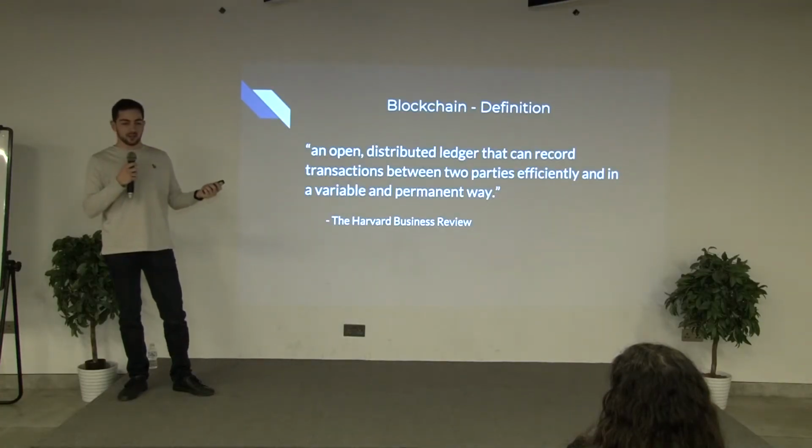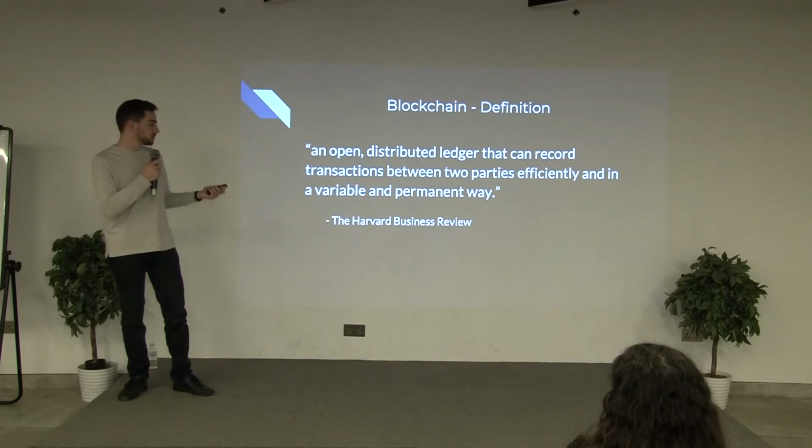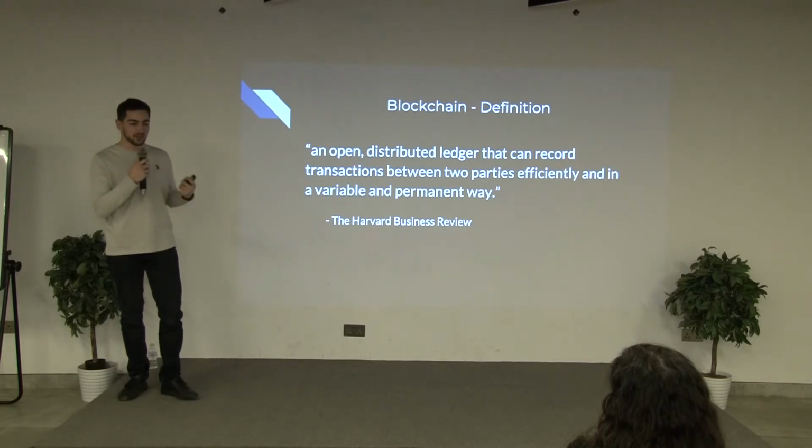This is a definition of blockchain that I really enjoy from Harvard Business Review. I'll just read it to you. An open distributed ledger that can record transactions between two parties efficiently and in a verifiable and permanent way. So what they're trying to describe is that blockchain is a system of permanently confirming records between two or more parties.